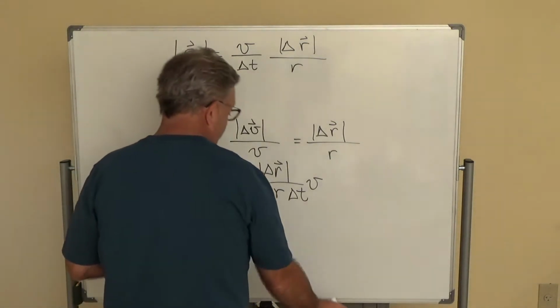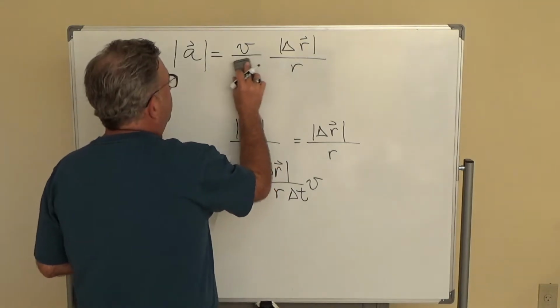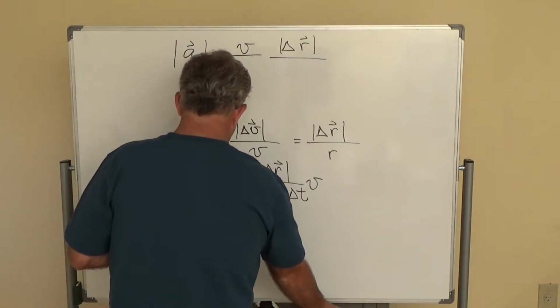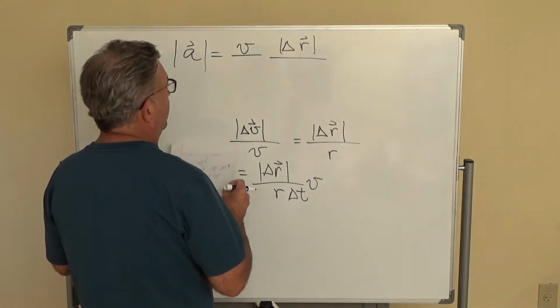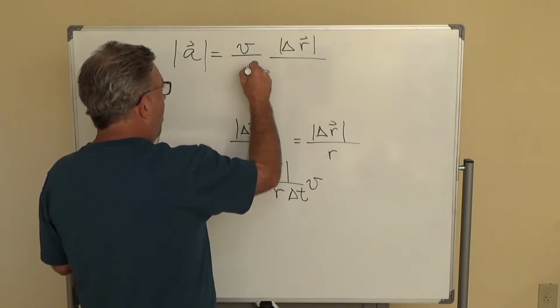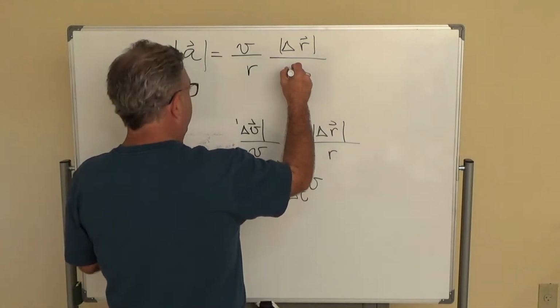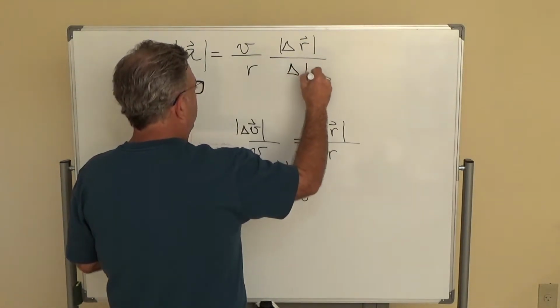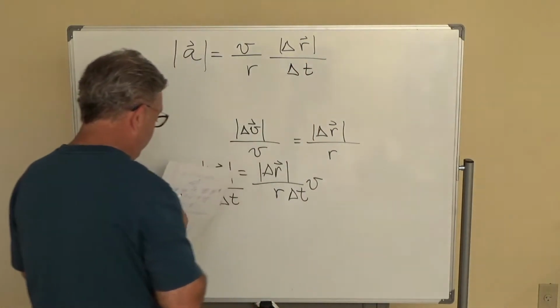That's not what I want. Let me rewrite, I'm not looking at my notes. Okay? This is v divided by r, that's what I want, and then delta v, or delta r divided by delta t.